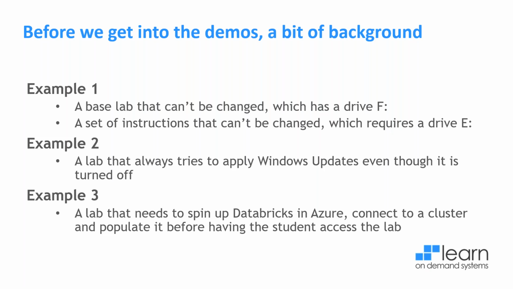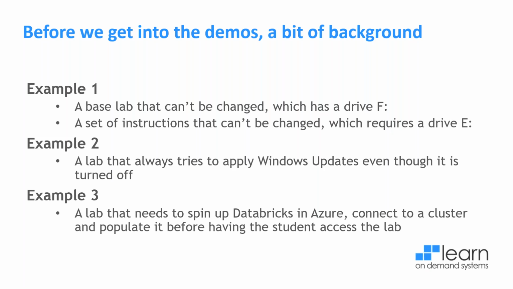We're going to look at 3 examples of lifecycle actions. In the first example, we have a base lab that is designed and locked into place, and it's used by dozens of labs. So we can't change the base lab at all, but the base lab has a drive letter of F, as in Frank. Then you have a set of instructions that can't be changed at all because they come from a third party or something like that. And those require a drive letter E. We don't have a drive letter E, we only have a drive letter F. How can we make this work? Well, lifecycle actions to the rescue. I'll show you what that looks like.